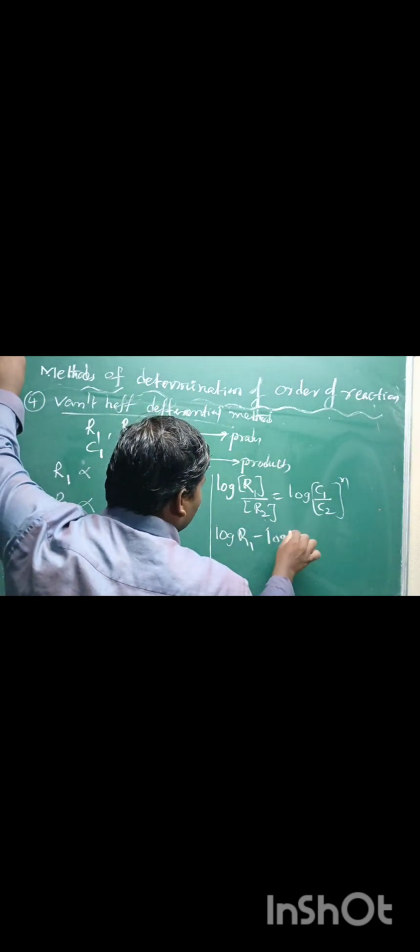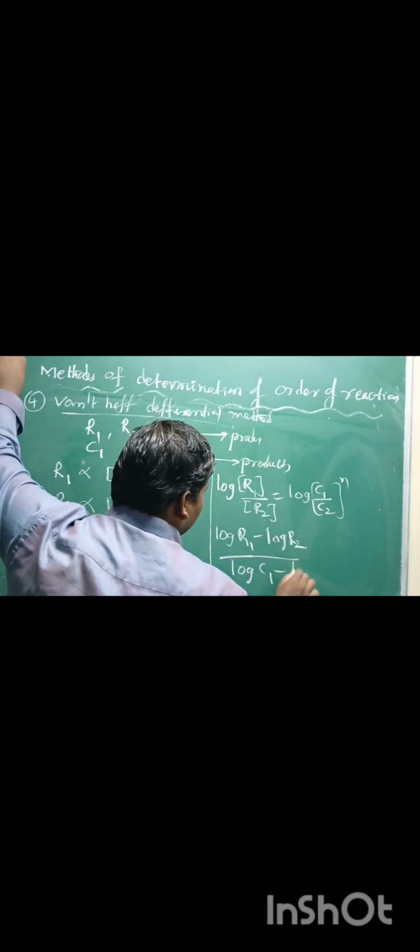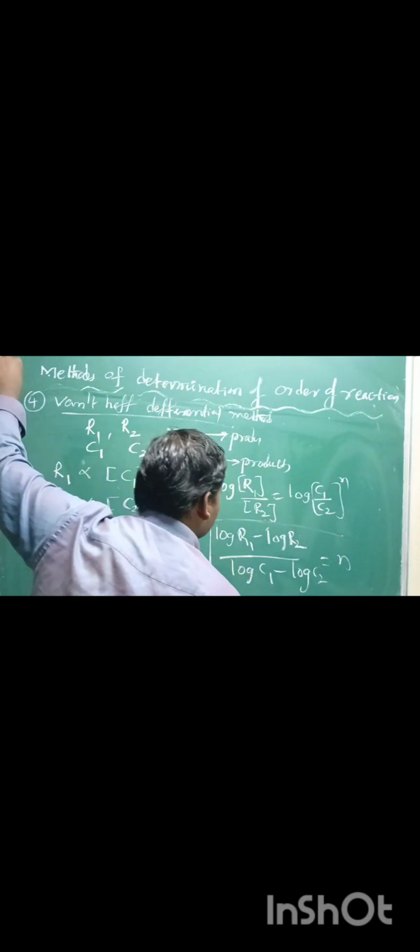By applying a logarithm on both sides, log of R1 by R2 is equal to log of C1 by C2 power n. So log R1 minus log R2 by log C1 minus log C2 is equal to n. This is the order of reaction by using the half differential method, and this is how to determine the order of the reaction by it. I hope it is clear.